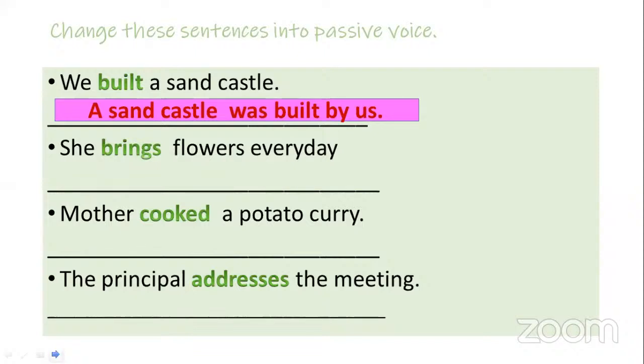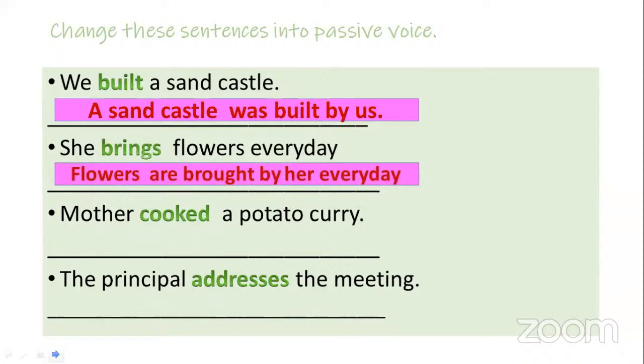Next, she brings flowers every day. Brings is a present tense verb, so we have to use am, is, are. The object is flowers, a plural noun, so we use are. Flowers are brought by her every day.